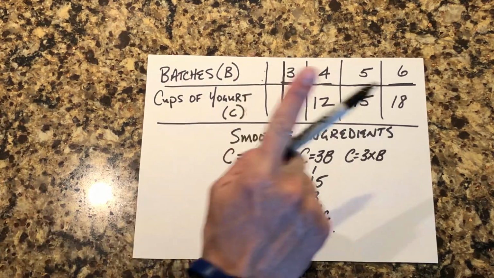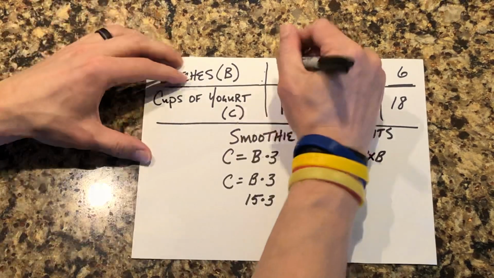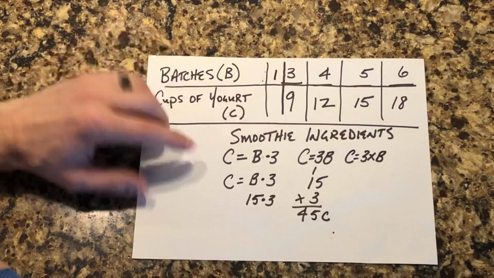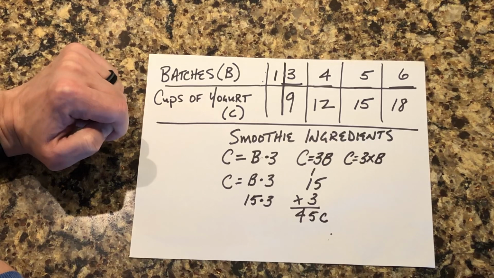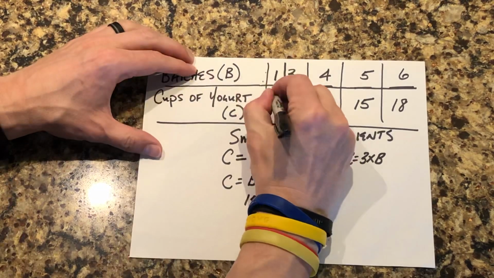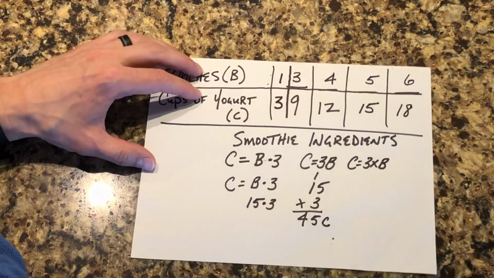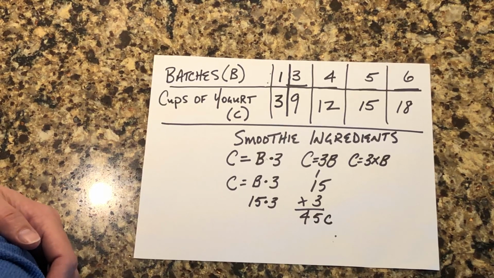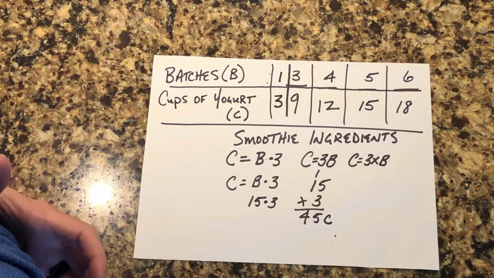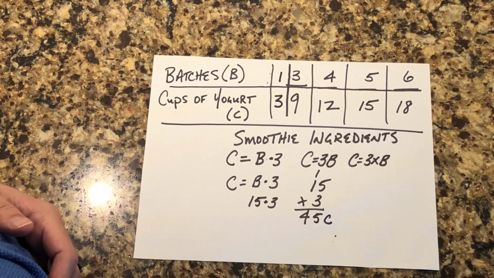Remember, unit rate always deals with the number 1. So if I put a 1 here, I follow the equation. 1 batch is how many cups of yogurt? 1 times 3 is 3. So that is how you're doing 9.3. That is how you're doing 9.1, 9.2 when you build equations.